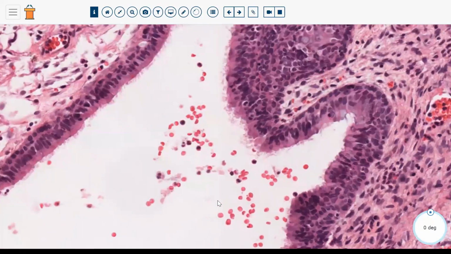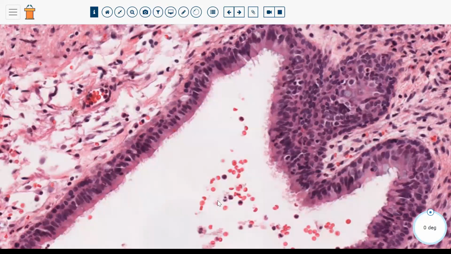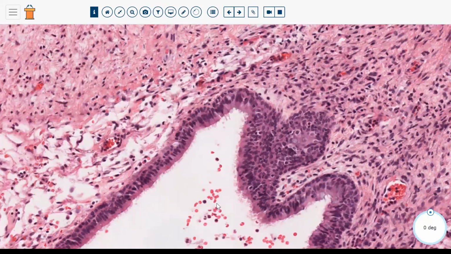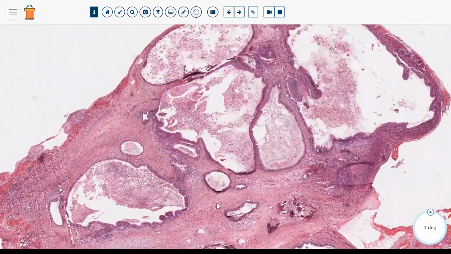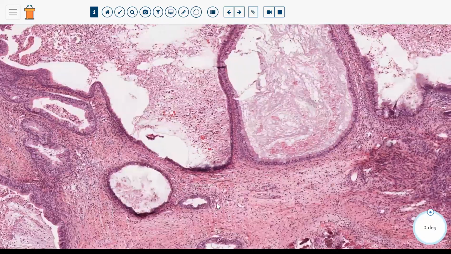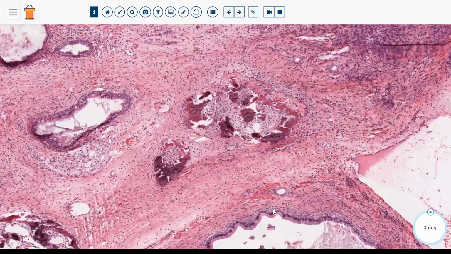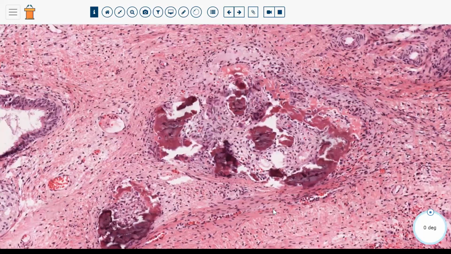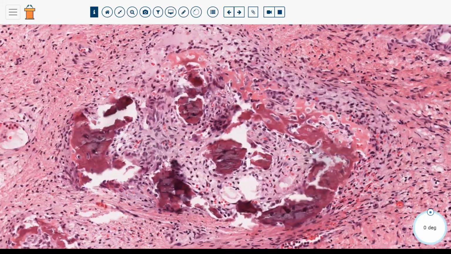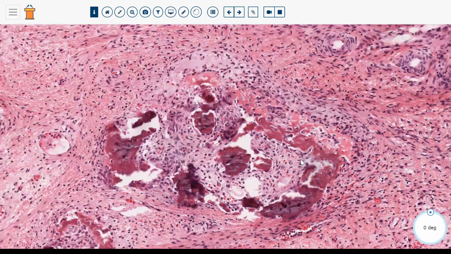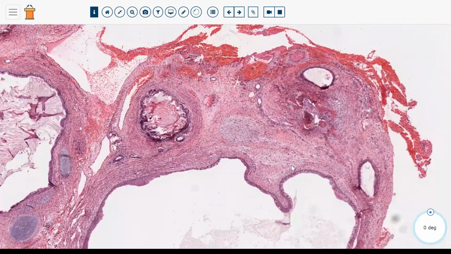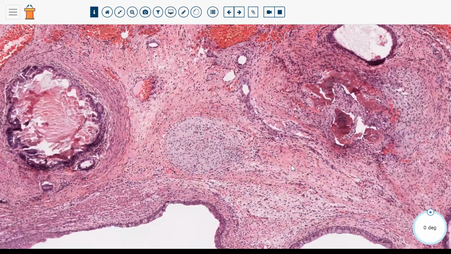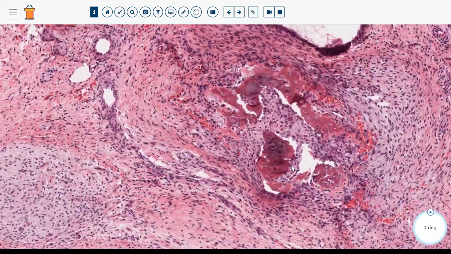Here is another gland with respiratory ciliated type epithelium. We move around some more. Here are some more glandular structures. Here's a little bit of probably mesenchymal tissue with some bone formation there. We've even got some calcification and bone formation. Let's keep moving around here. There's a bit more bone formation.